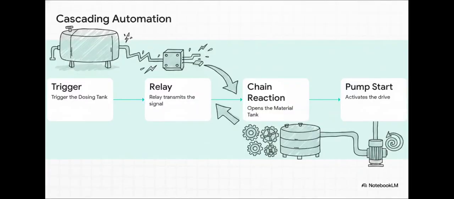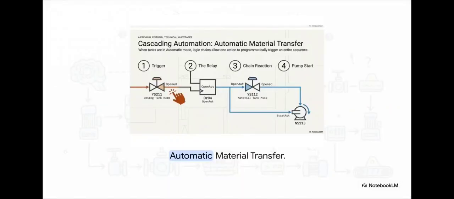Let's see how this builds into actual motion. Once the system has that authority, automation executes in 4 exact steps. Number 1, a trigger event happens at a dosing tank. 2, a relay block transmits that signal. 3, a chain reaction instantly opens the downstream material tank valve. And 4, a pump start command activates the drive to push the fluid. And this diagram brilliantly illustrates that exact chain reaction in visual form.